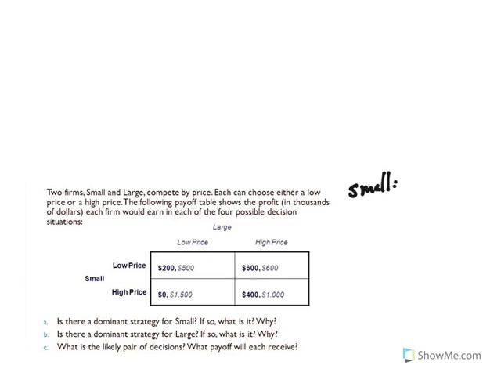Small has two strategies. They can choose low or high. And the large company has two strategies, low or high. Let's use the method that we used in a previous video to try to figure out the answers to all three of these questions. So we're going to just start out by trying to find that Nash equilibrium.